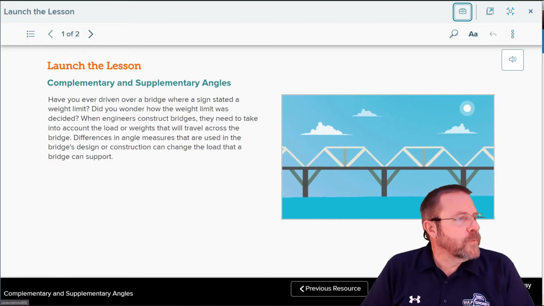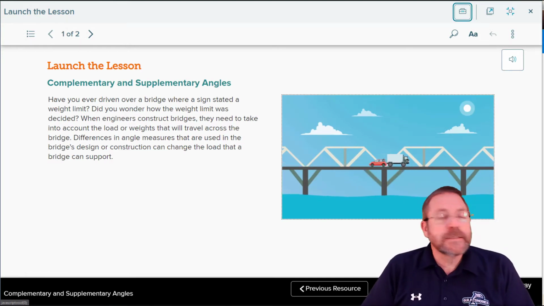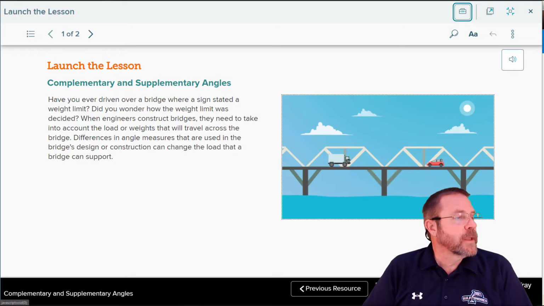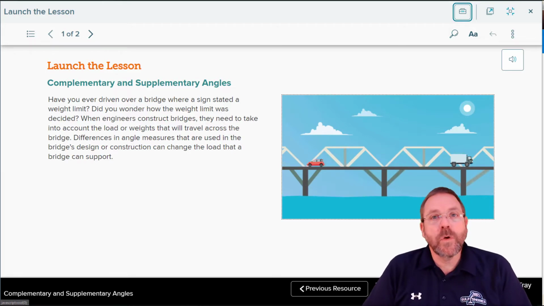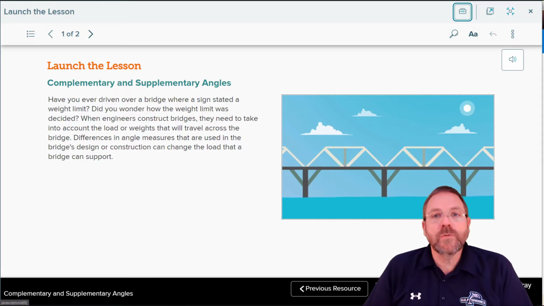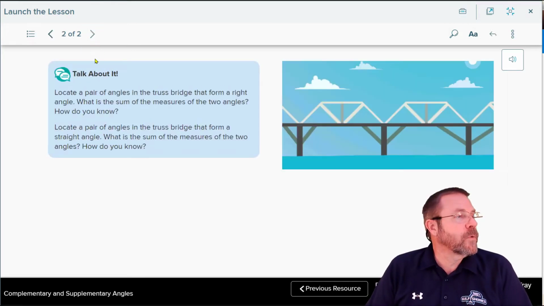Have you ever driven over a bridge where a sign stated that there is a weight limit? Did you wonder how the weight limit was decided? When engineers construct bridges, they need to take into account the load or weights that will travel across a bridge. Differences in the angle measurements that are used in the bridge's design and construction can change the load that bridge is going to be able to support.